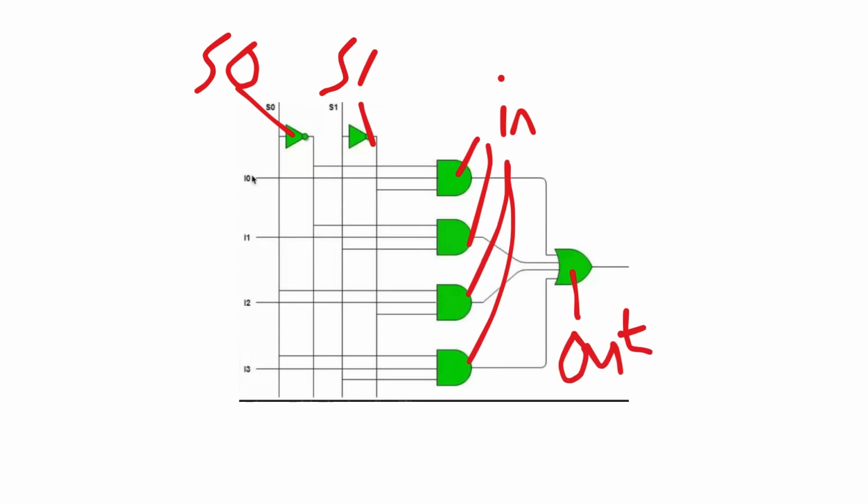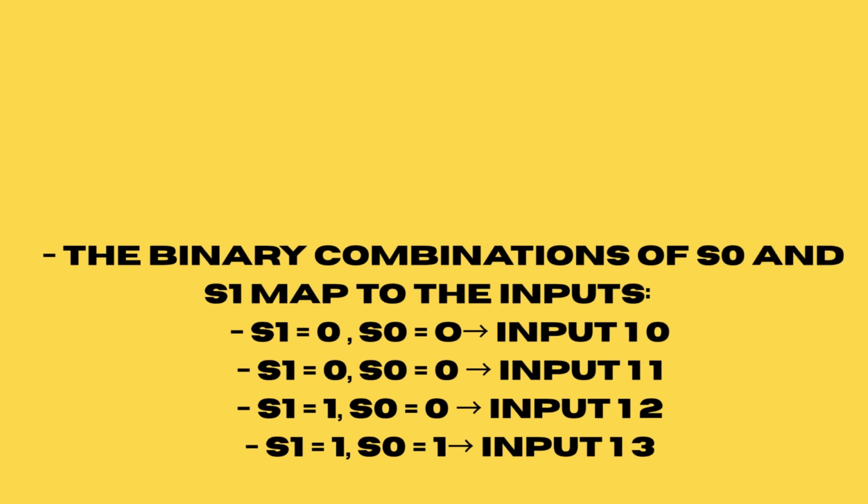Interpreting the diagram, the select lines, which are S0 and S1, are the control bits determining which input is selected. Since there are two select lines, S0 and S1, this is a 4-to-1 MUX, meaning it has 4 inputs and 1 output. The binary combinations of S0 and S1 map to the inputs.